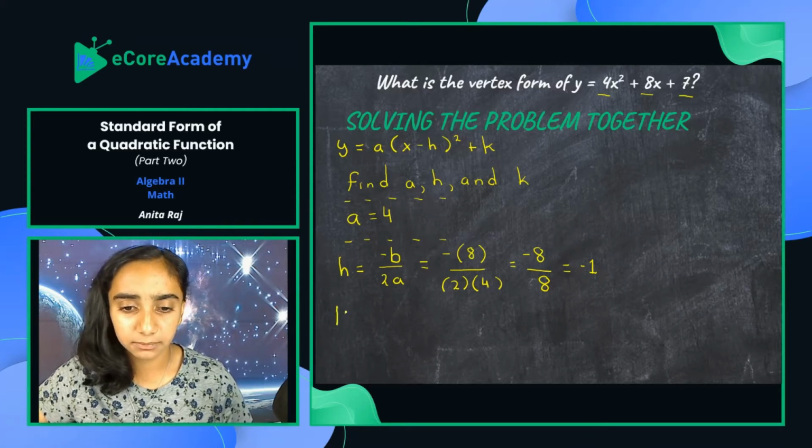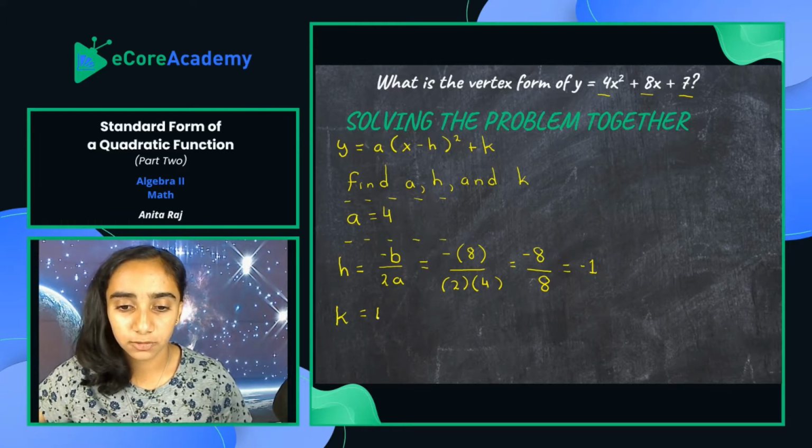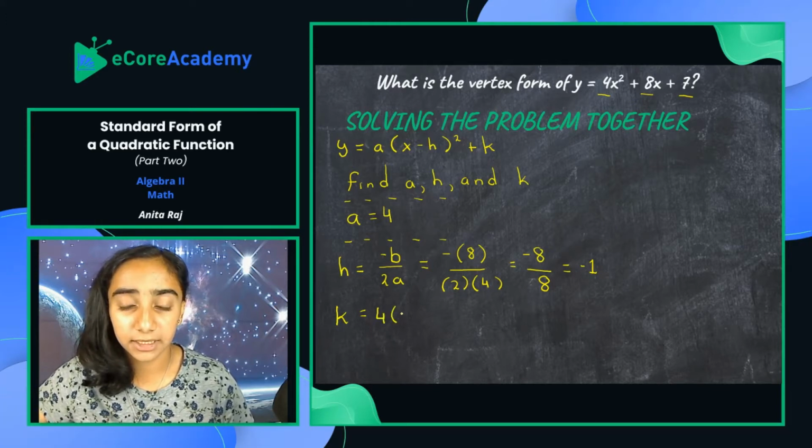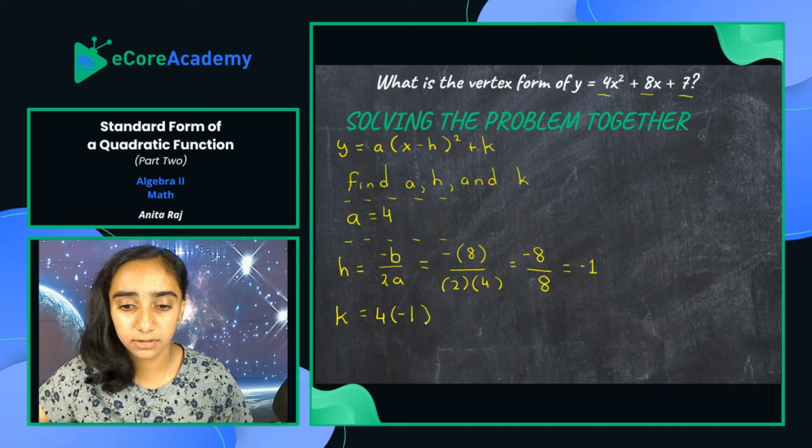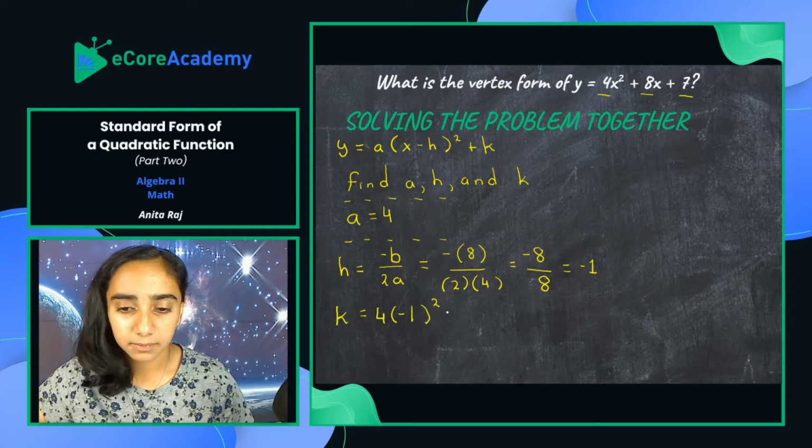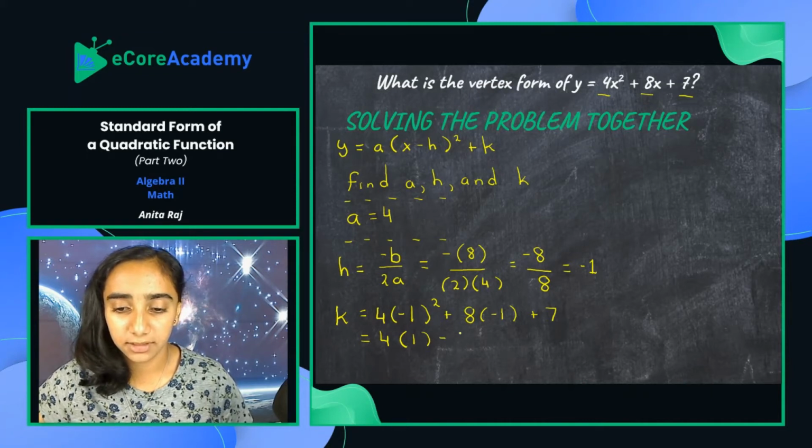I'm going to write it at the bottom of the screen. k equals, we're using this quadratic equation in standard form. So 4 times the value, remember we're plugging negative 1 in for x, negative 1 squared, plus 8 times negative 1, plus 7. Then we simplify it further. 4 times negative 1 squared is just 4 times 1. 8 times negative 1 is negative 8, plus 7.